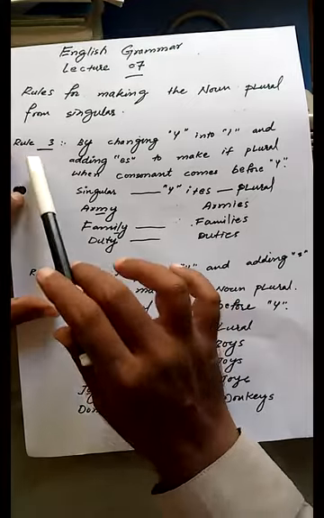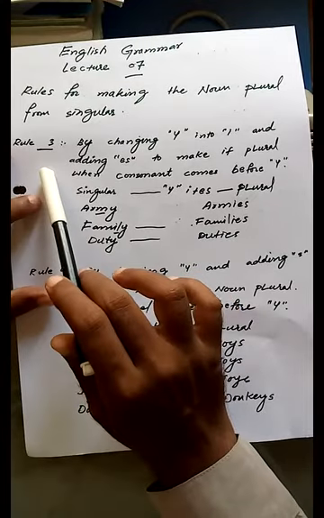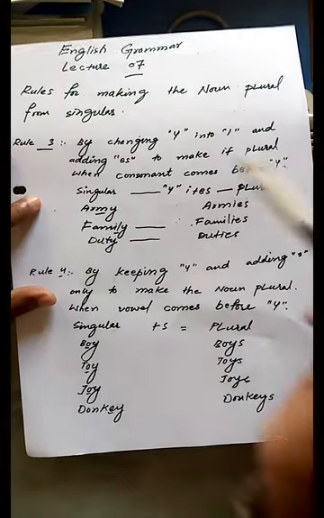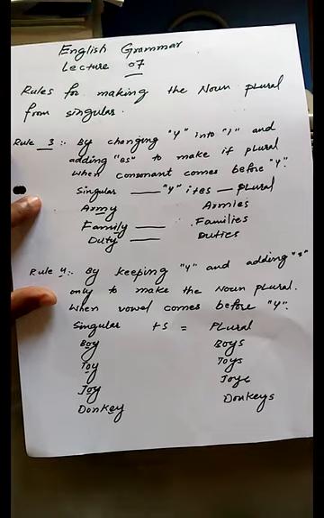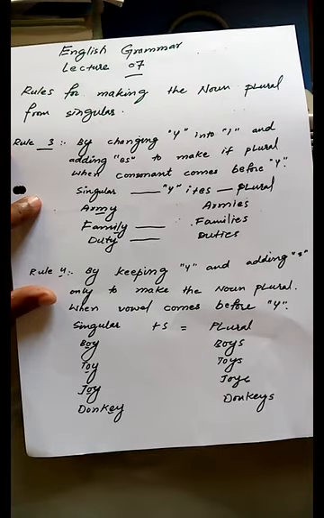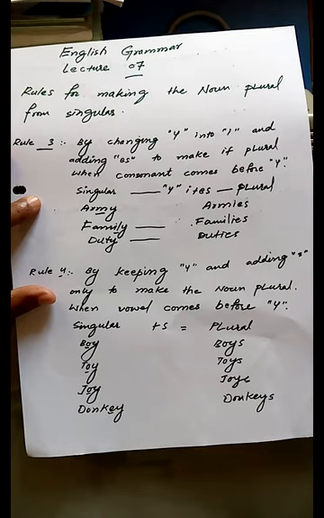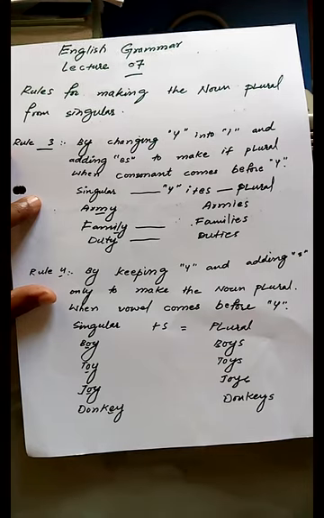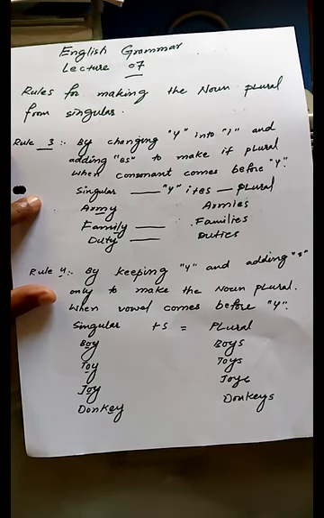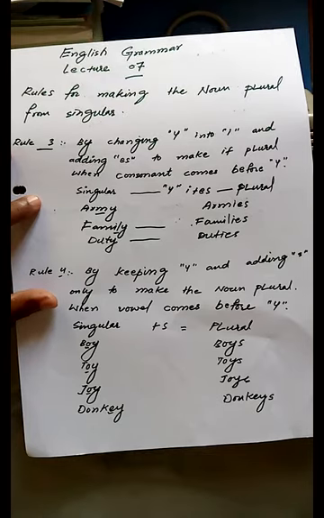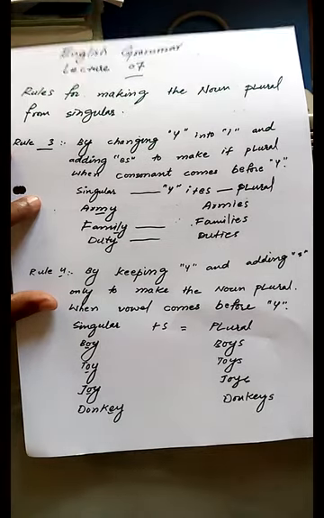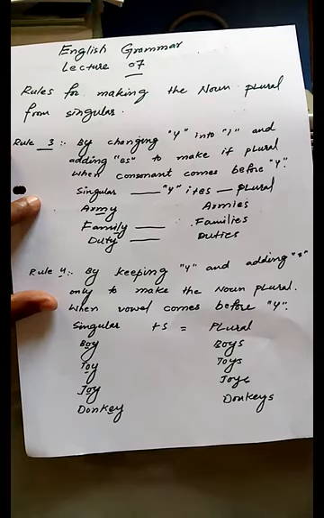So first of all, it is rule number 3. Rule number 1 was that by adding s only we make the noun plural. It was just a common rule. Now rule number 2 was the addition of es with the words that end on o, s, double s, ch, sh, and x, which will be formed plural by the addition of es.